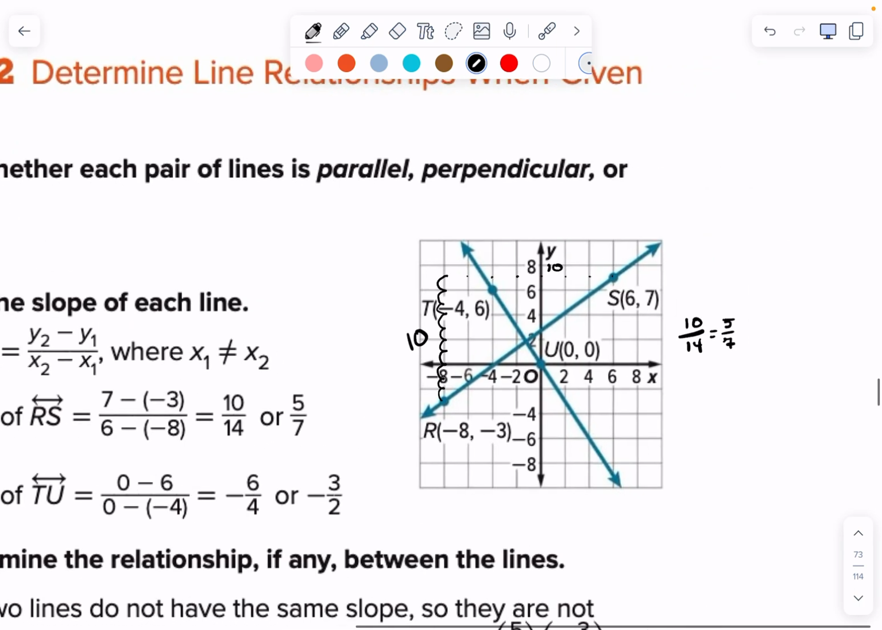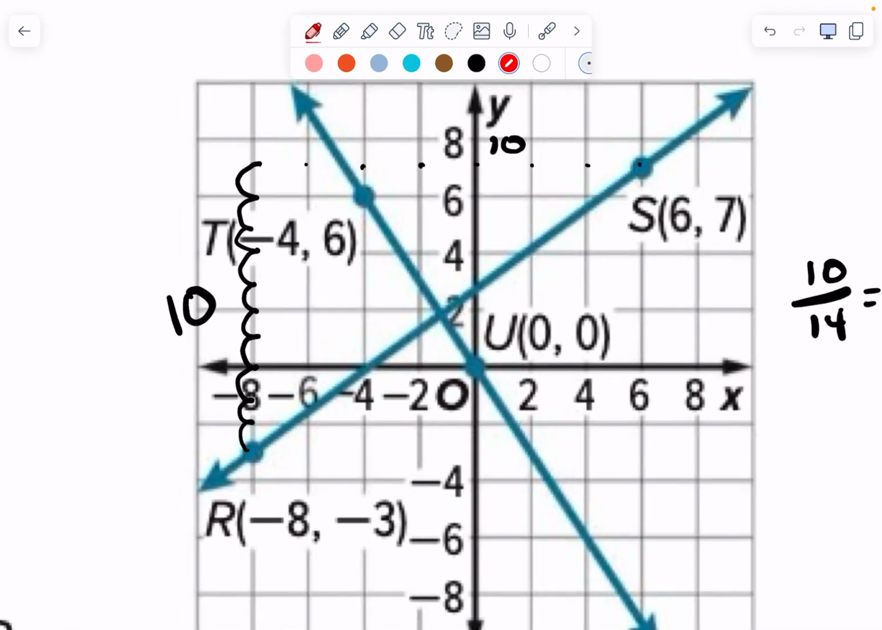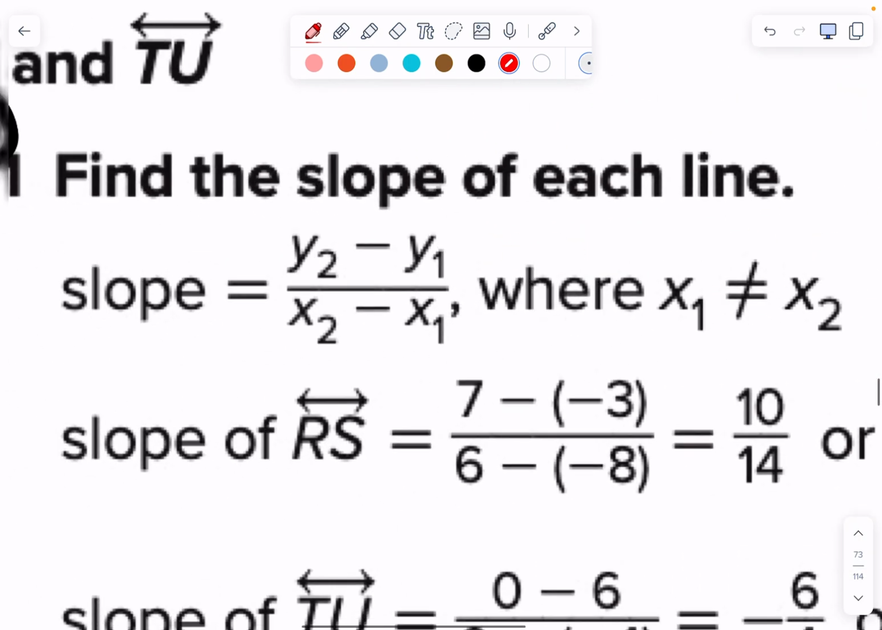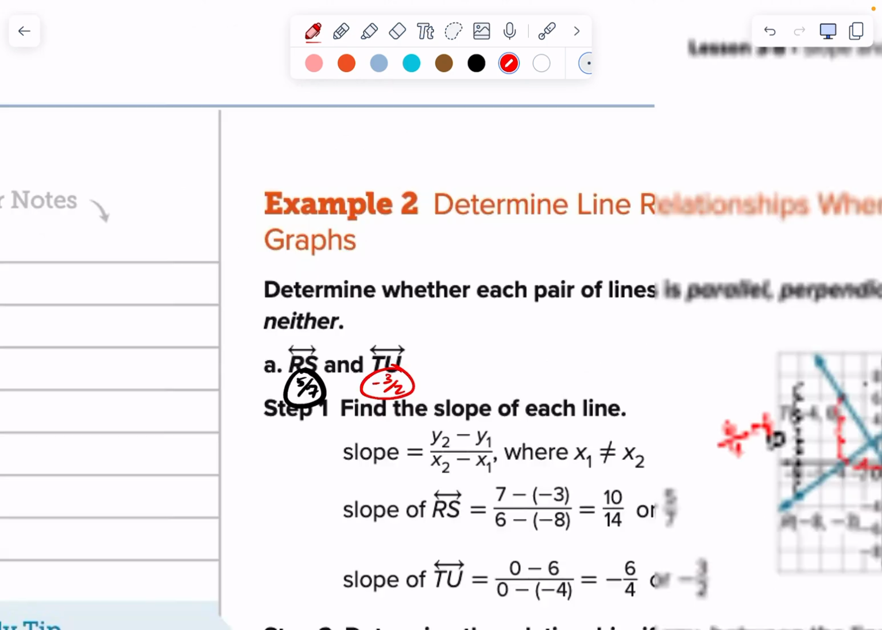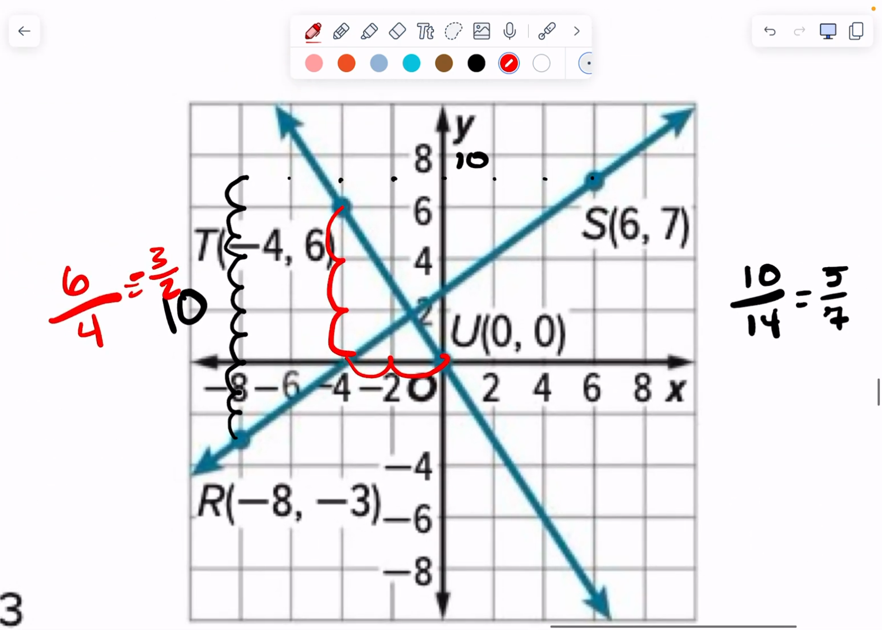Okay, TU is the one going down. I'm going rise over run. So he is going down 2, 4, 6, and over 2, 4. But it should be 3 over 2. But it should be negative because he's going down. So he's negative 3 over 2 is his slope. Negative 3 over 2. If anything, these two lines are going to be perpendicular.